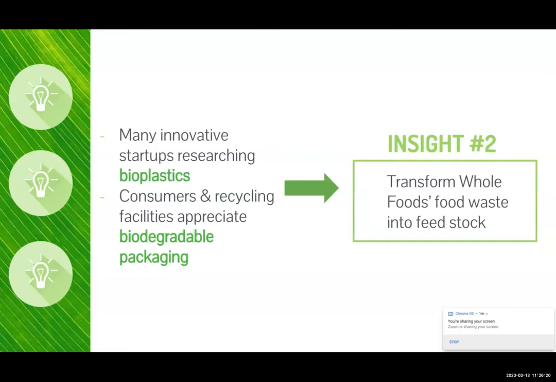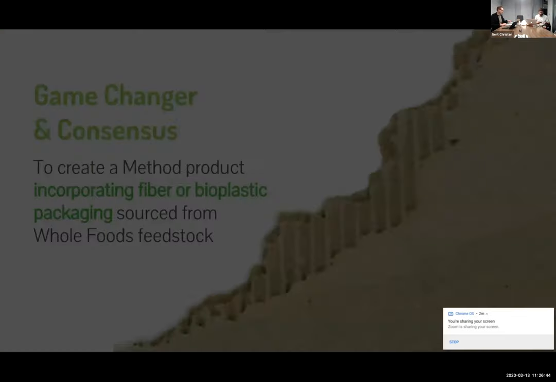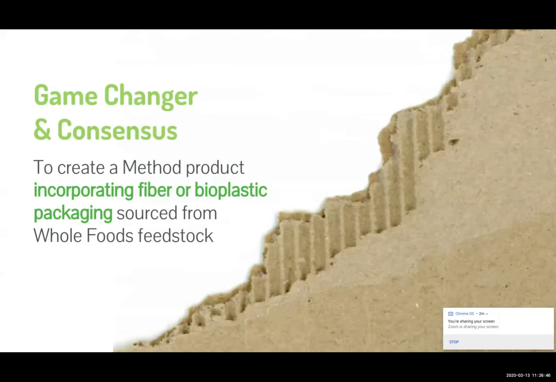Second, we looked at the different kinds of bioplastic companies that were around the area and what kind of feedstock they were using. And we realized that we could use the Whole Foods food feedstock for some of them. So by reducing the cost of feedstock by using the Whole Foods pre-existing food waste, we can reduce the cost of materials, making bioplastics an economically attractive solution. So because of our stakeholder interviews, we decided to narrow our focus to create a Method product incorporating fiber or bioplastic packaging sourced from Whole Foods feedstock. And Jenny will now introduce us.